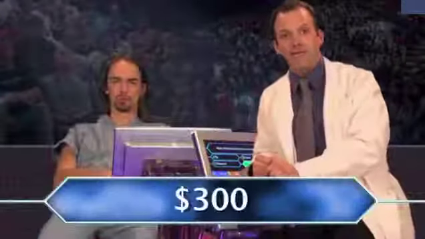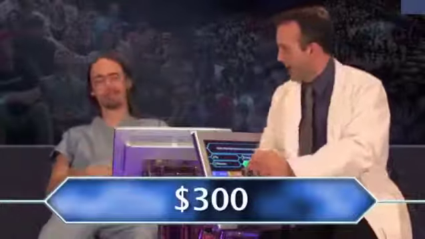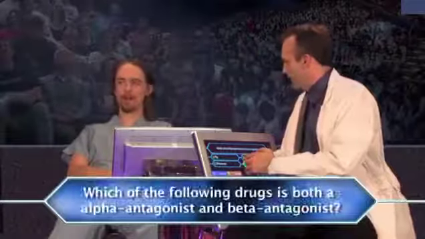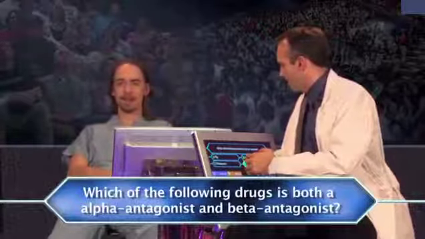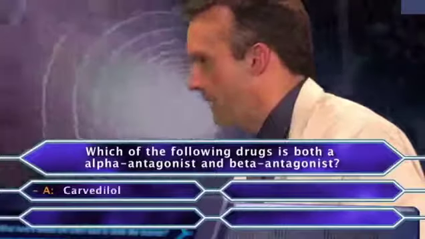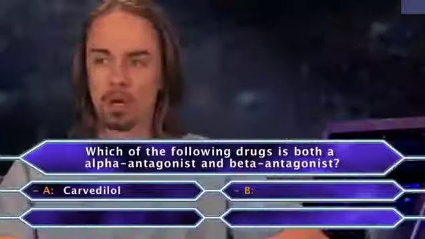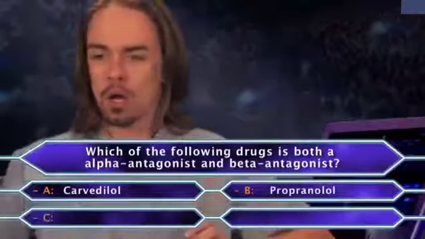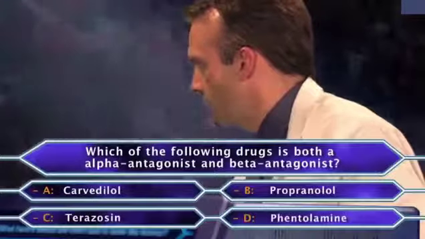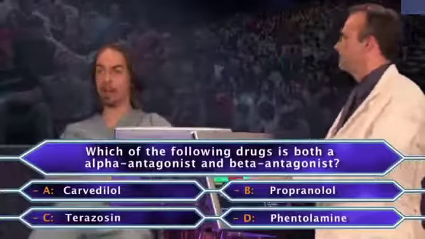When we left, Michael had just gotten himself up to the $300 mark. Not bad. I guess you were responding well to pressure. Let's keep it going. Next question for $400. Which of the following drugs is both an alpha antagonist and a beta antagonist? A. Carvedilol. B. Propranolol. C. Prazosin. Or D. Phentolamine.